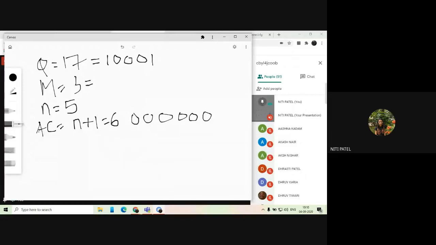So your number of bits in AC will be equal to the number of bits in your M. So your binary of 3 is 0 0 1 1. So this is 4 bits, but I want to make it 6 bits. So what will I do? I will append two more zeros and make it 6 bits. Is this clear up till here? Yes, ma'am.